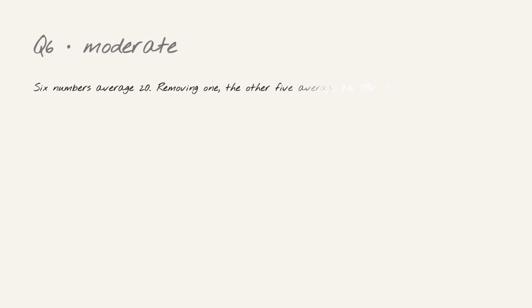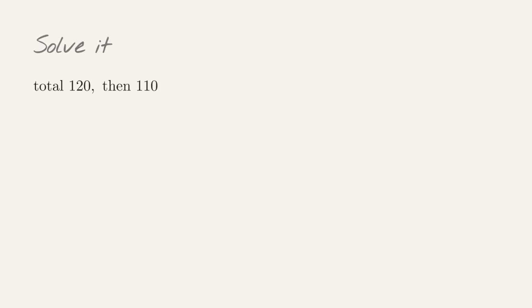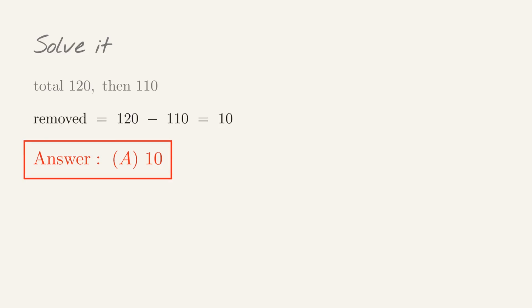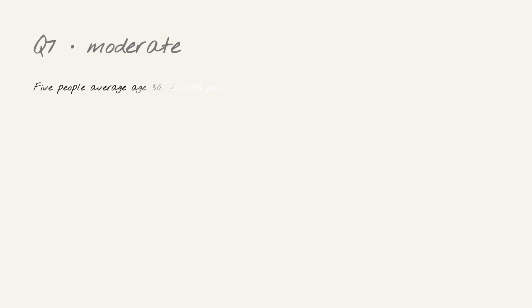Last stretch. Compare the two totals. Pause it. Give it a real attempt, then I'll walk through it. 6 at 20 is a total of 120. 5 at 22 is 110. The removed number is the difference, 10. Work entirely in totals. Push on.